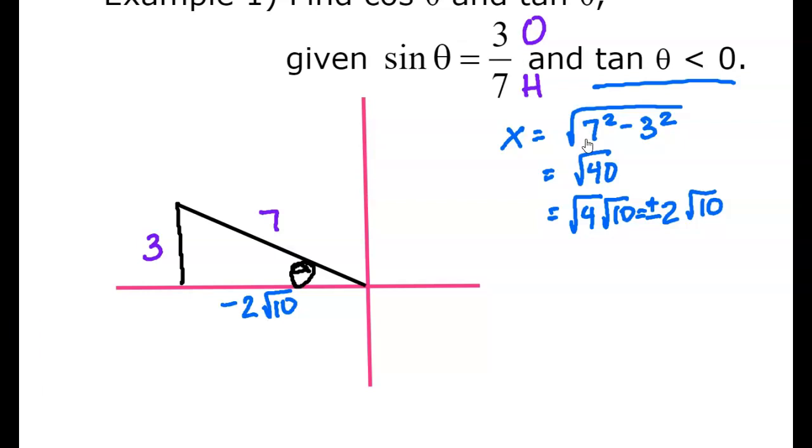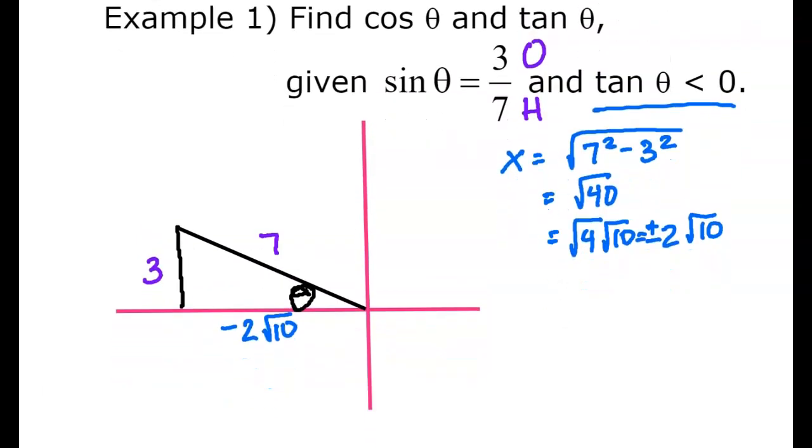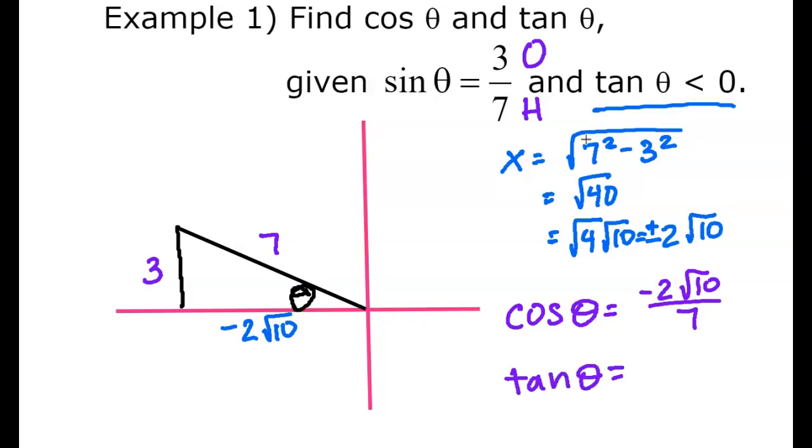So then, now I can, what did it want? What did it want? Cosine and tangent. So cosine of theta is negative 2 square root 10 over 7, a over h. And tangent is o over a. Of course, they had to be difficult.